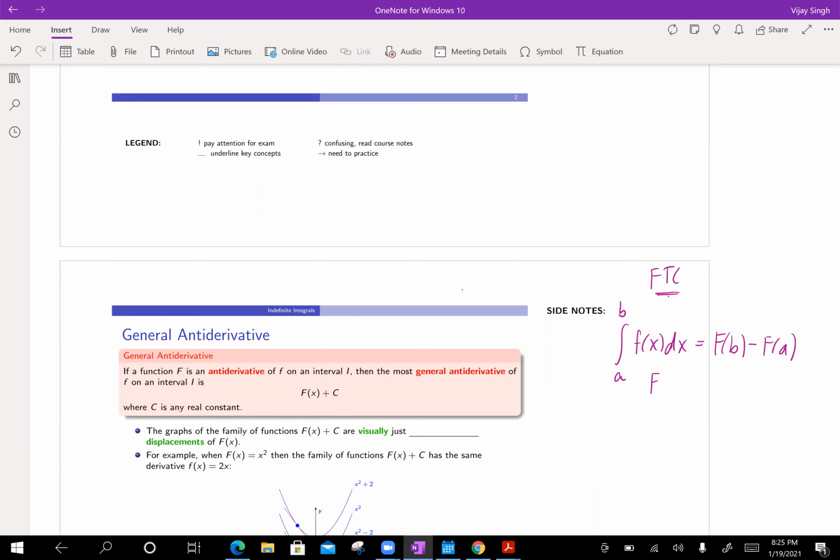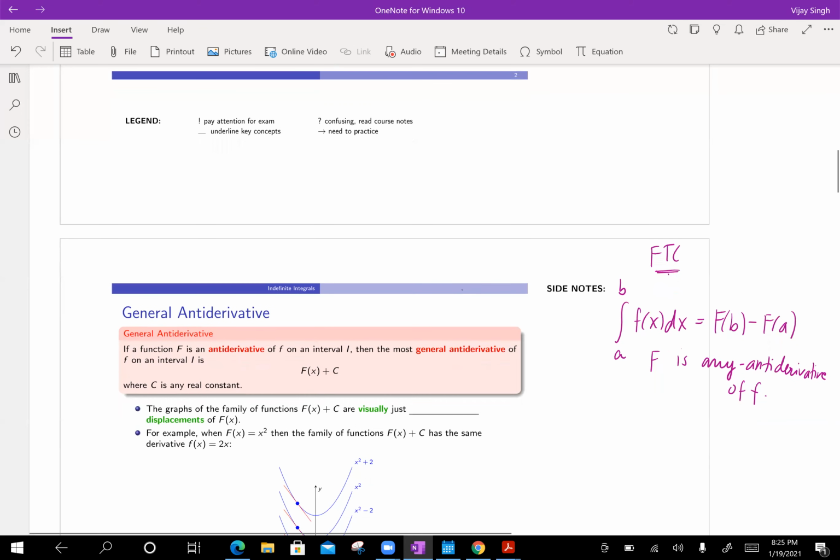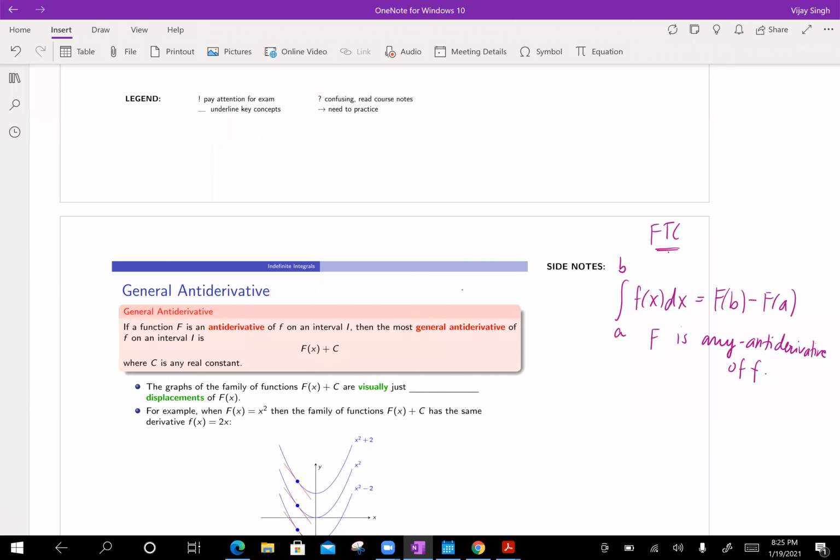where F is any antiderivative of f, right? So now there is a connection between the definite integral and the antiderivatives. We want to exploit this relation further and see what we get out of this. So recall, if you have a function f, and if F is an antiderivative of the function f on interval I, then the most general antiderivative of f is given by F of x plus c.